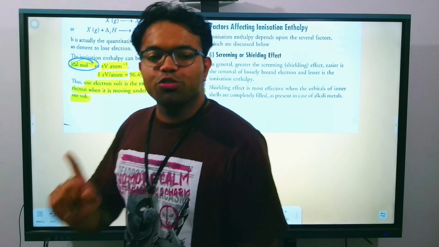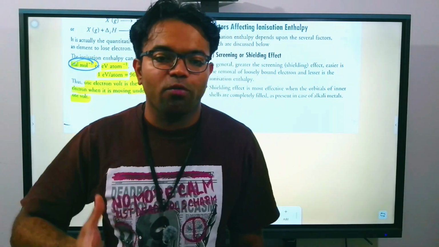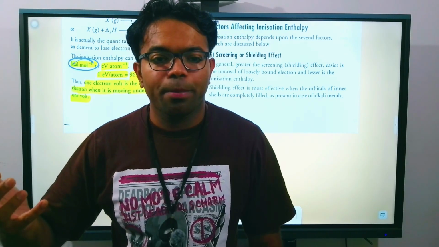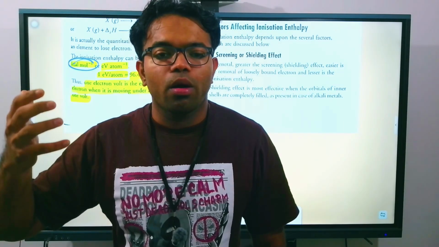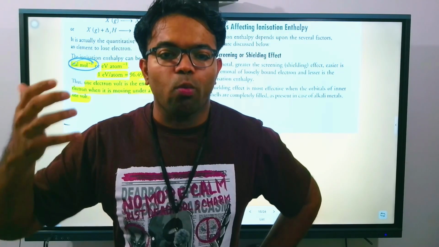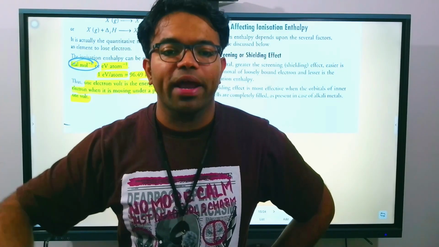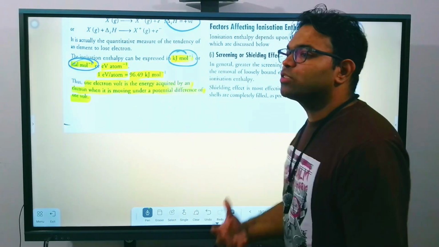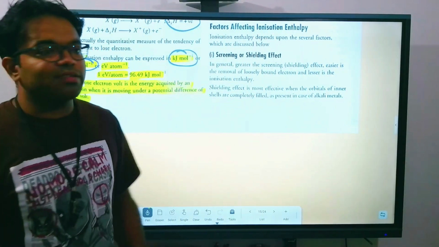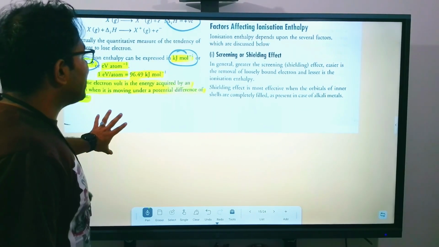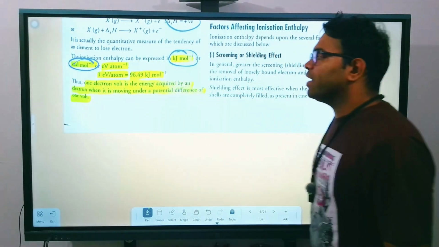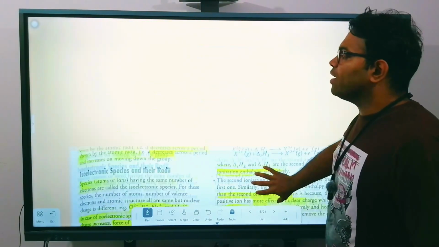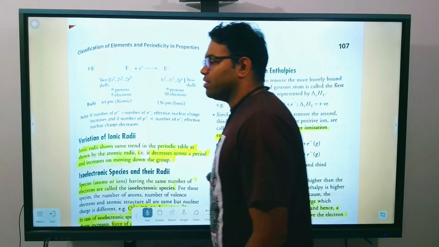What is 1 electron volt in joules? What is the value of 1 electron volt in joules? 1.6 into 10 to the power minus 19 joules. Okay, that is 1 electron volt. You have to remember these quantities to understand what is happening here. Next, an electron volt is the energy acquired by an electron when it is moving under a potential difference of 1 volt. 1 electron volt is equal to 1.6 into 10 to the power minus 19 joules.